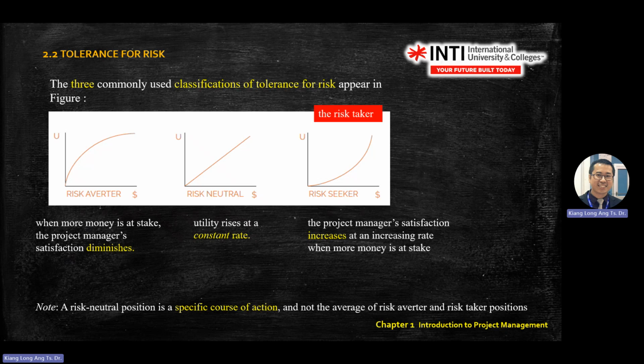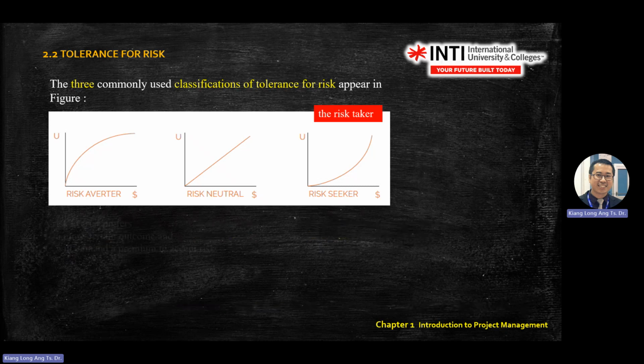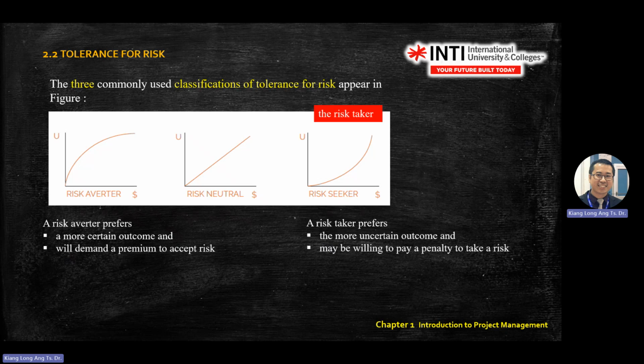For this one, with more money at stake, the project manager's satisfaction diminishes. It means if you give this project manager more resources, he will feel pressure, like, oh, cannot do it. So this is the risk averter. The averter prefers a more certain outcome and demands a premium to take risk. It means you need to pay first before you ask me to do the job.